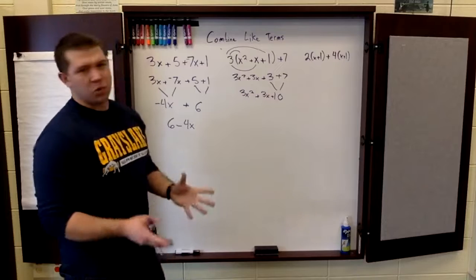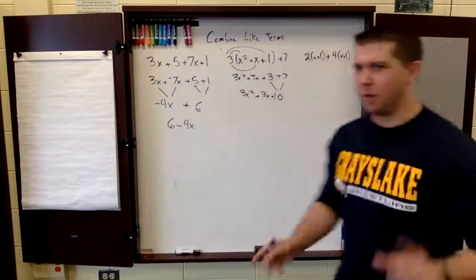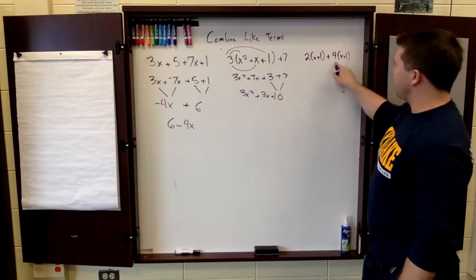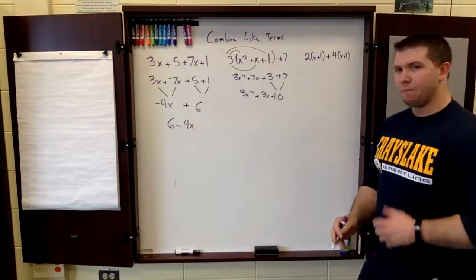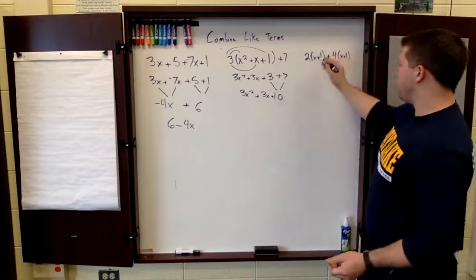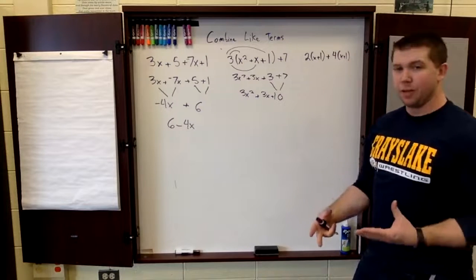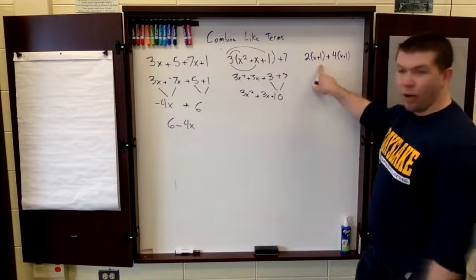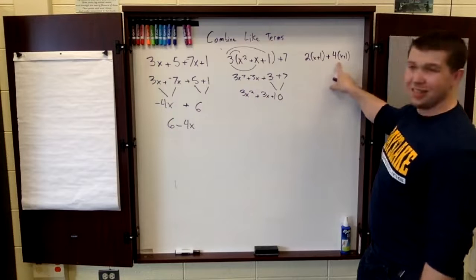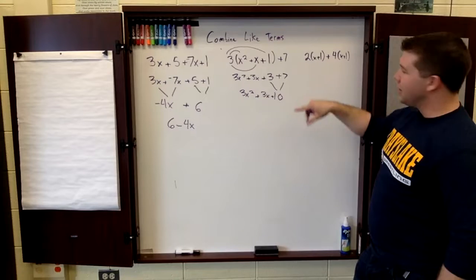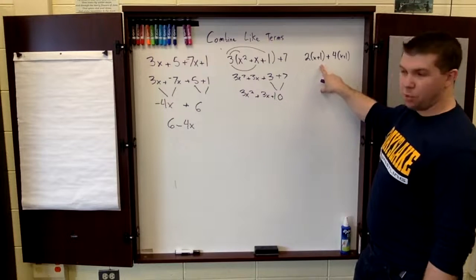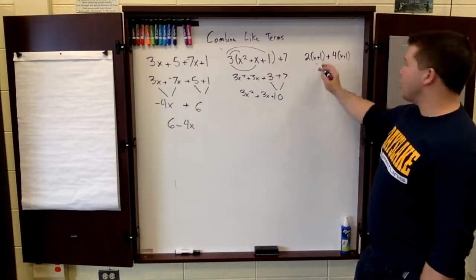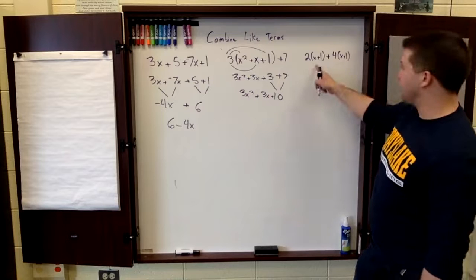So the last one, this is probably the most confusing one, so bear with me on this. I have 2(x plus 1) plus 4(x plus 1). Now, you could distribute the 2 or the 4 to each of those, but one thing that people overlook with this is, let me start over. If I have 2 times (x plus 1) plus 4 times (x plus 1), these actually have the same variable expression. They both have an x plus 1.